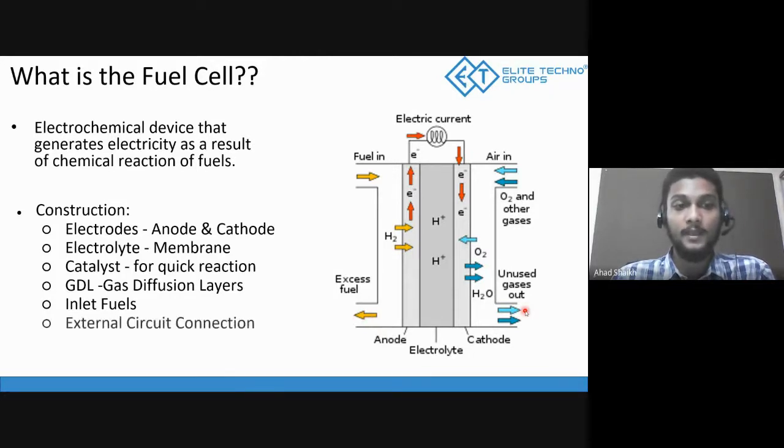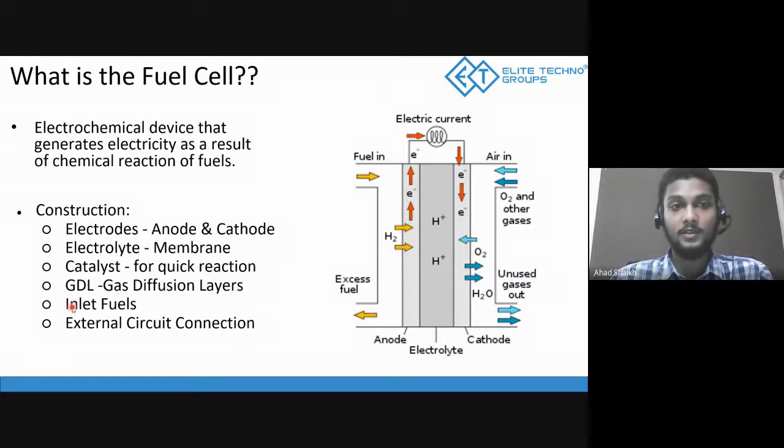Okay, and definitely we have to have some external circuit which will allow the electrons which are generated as a result of the chemical reaction between the anode and cathode. So this is the exact structure of the fuel cell, and these are the key elements of it, how exactly the fuel cell is constructed. So I hope you guys understood this part.